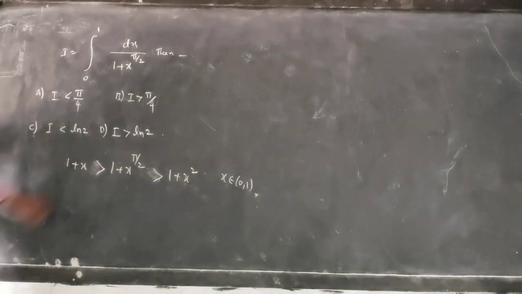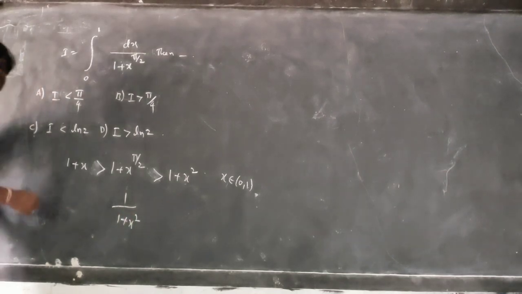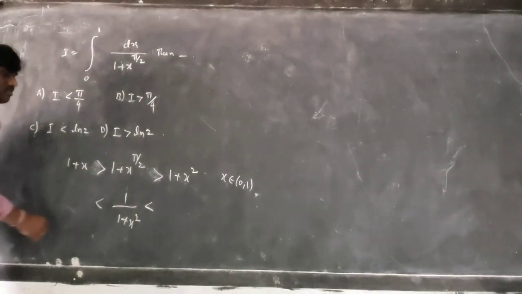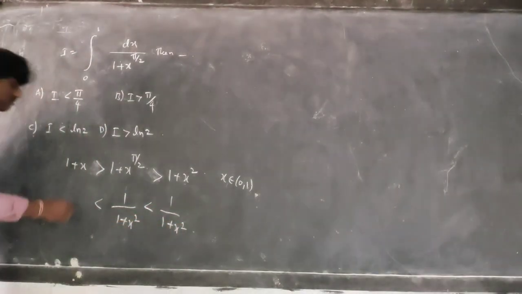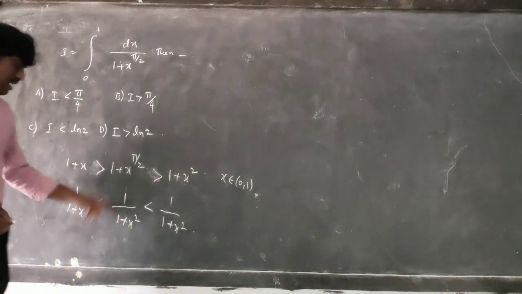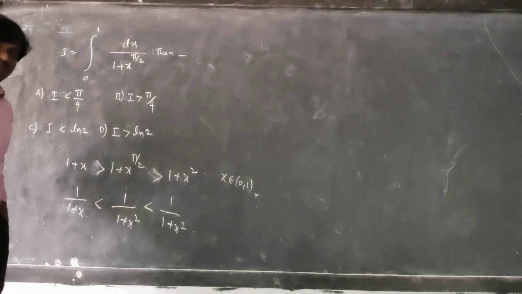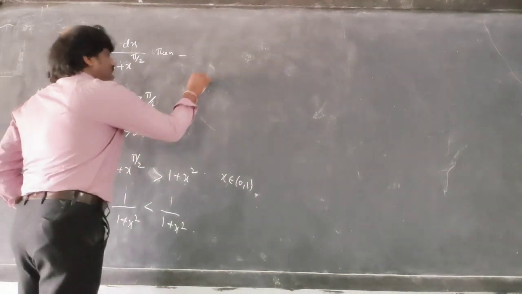So what I have to get here is 1 upon. If I change this to 1 upon 1 plus x square, then the inequality changes. This will become 1 upon 1 plus x square and this will become 1 upon 1 plus x. So according to the first principle, we can integrate, and the inequality remains the same. So use the integration.